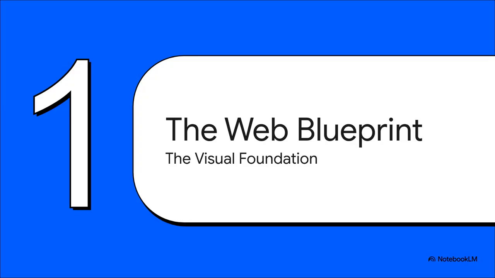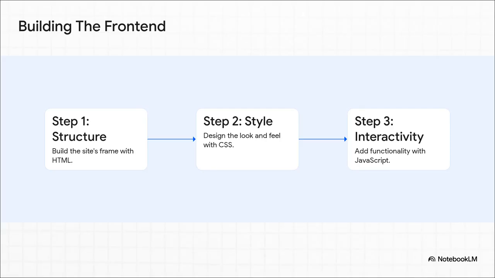Okay, first things first. Every construction project, whether it's a skyscraper or a website, starts with what people can actually see. You know, the walls, the windows, the design. In our world, we call that the front end. It's literally everything you, the user, see and click on in your browser. And building this front end really breaks down into three simple steps.